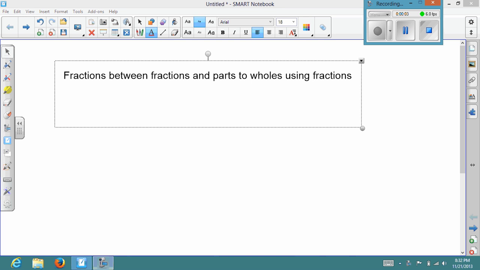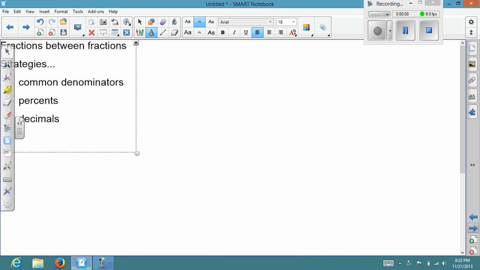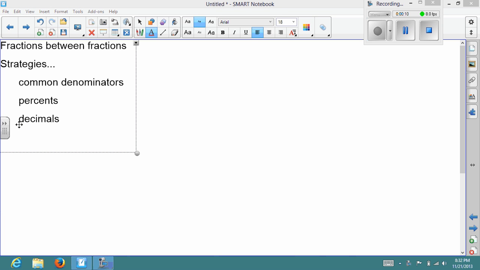Fractions between fractions and parts to wholes using fractions. Sometimes you're going to be asked to find fractions that lie between other fractions. If you'll recall from the video in class we watched the other day with the rational numbers, there were a bunch of different ways to figure this out, and there are an infinite number of fractions between fractions. Some of the strategies you all came up with in class were to find common denominators, to use percents, and also to use decimals to find fractions between fractions.